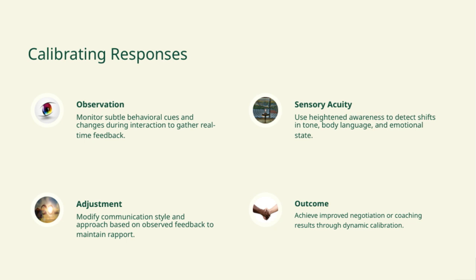And of course, observation plays a key role. It's about monitoring these behavioral cues and any changes during the interaction. This real-time feedback is critical because it helps you adjust your responses on the spot, making your communication more effective. Finally, when we talk about calibrating responses, we're referring to how you adapt your behavior based on what you observe. It's this ongoing process of tuning your approach to ensure the interaction remains productive and aligned with your desired outcome. This is the core of effective interpersonal communication and influence.